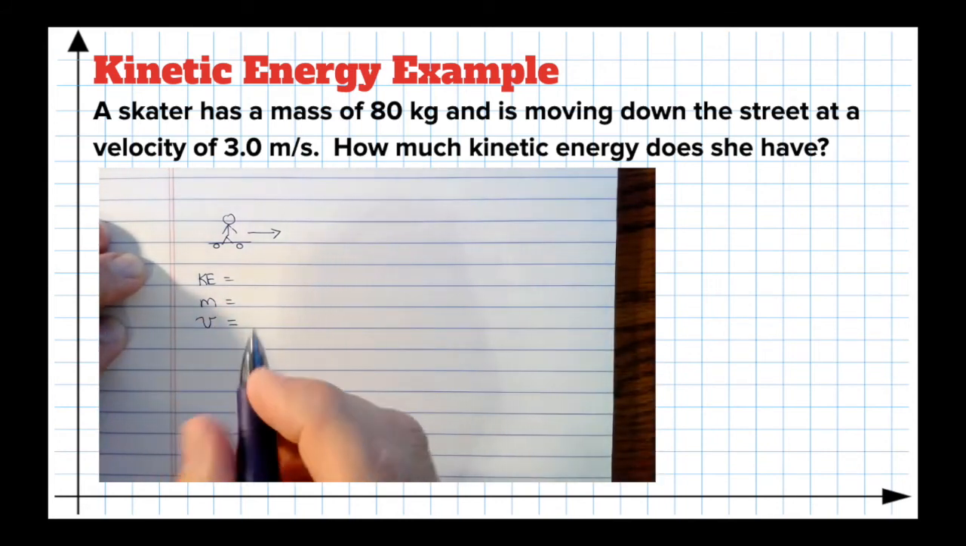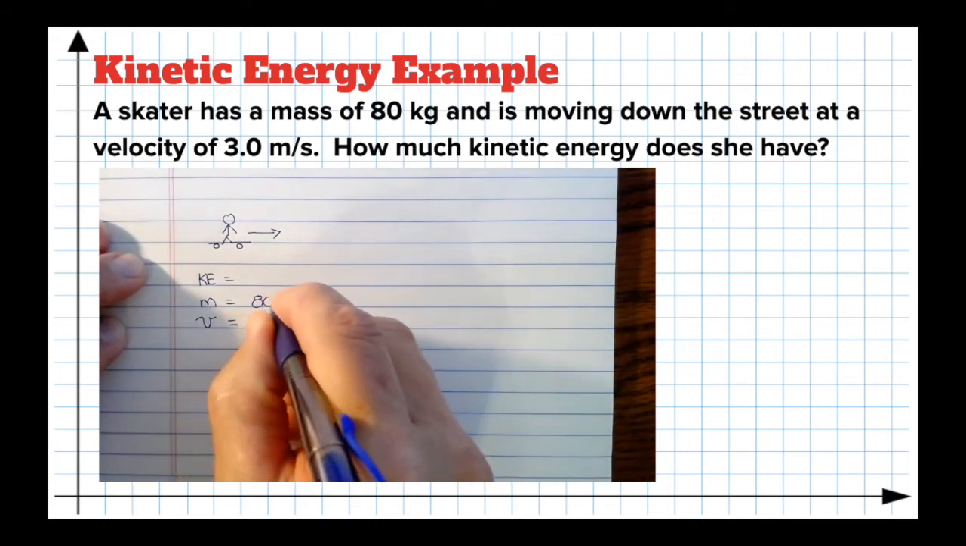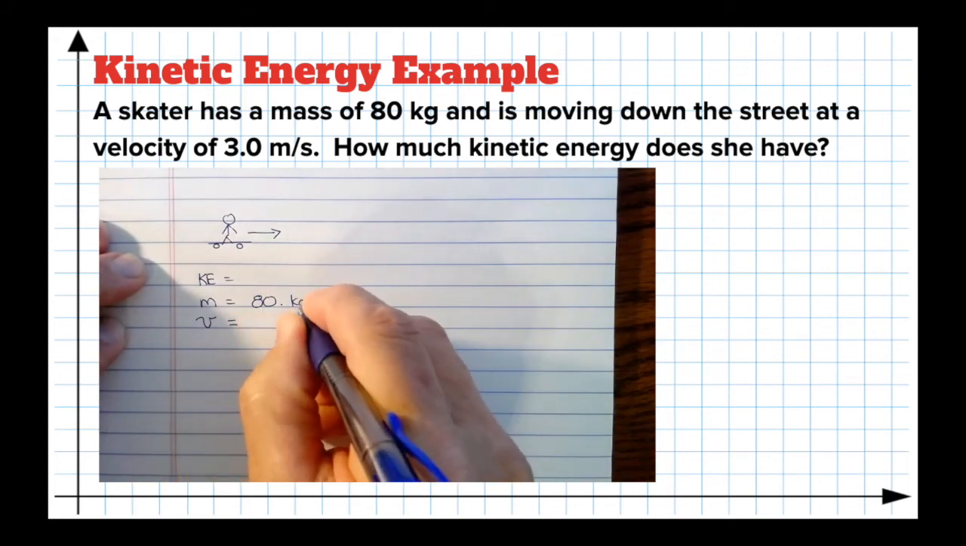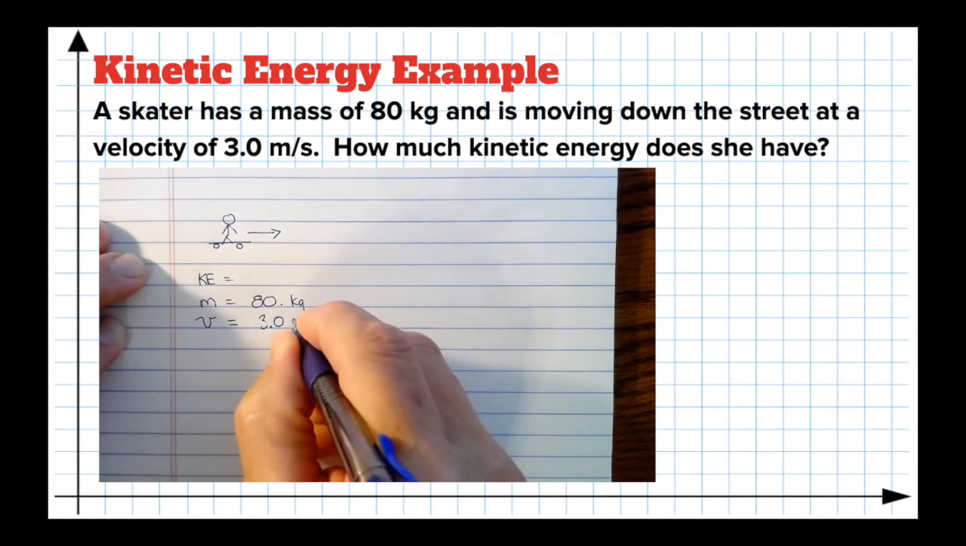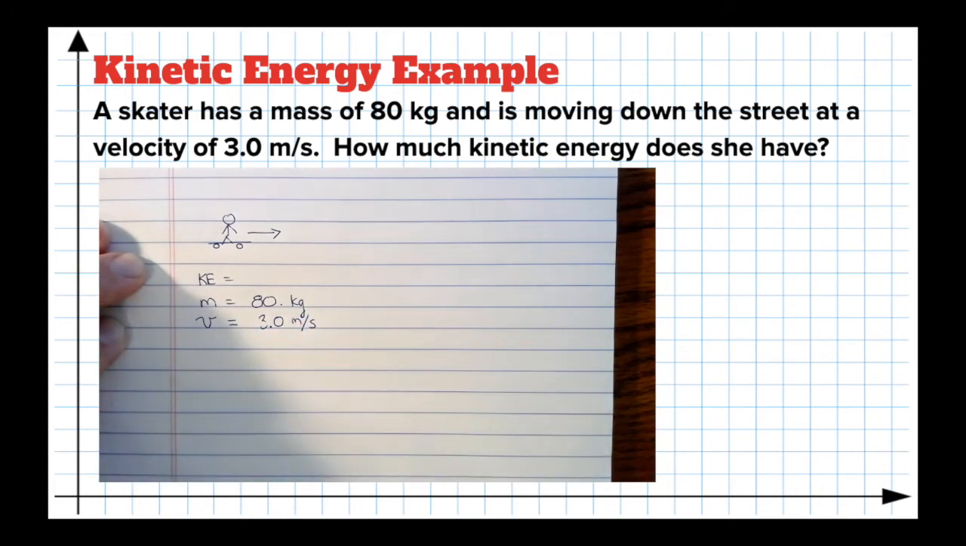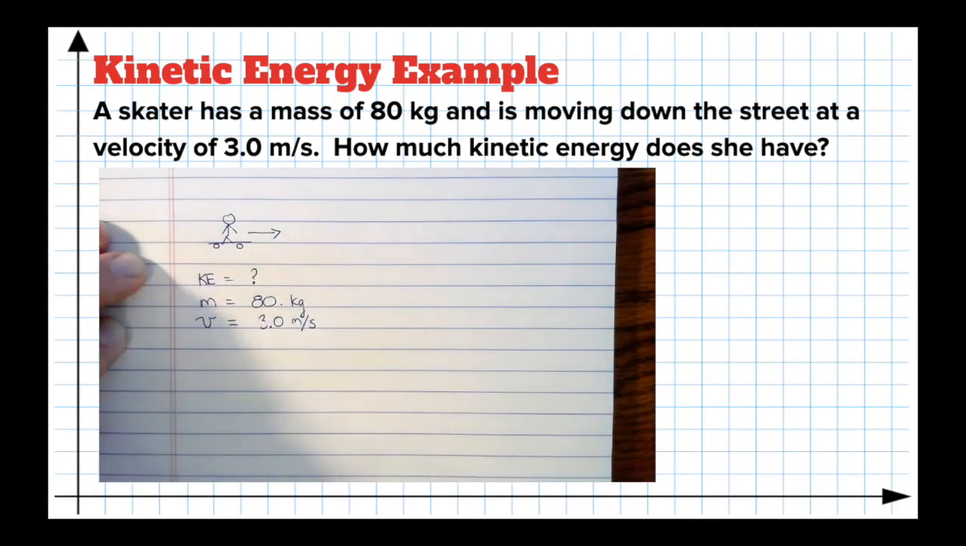So the problem says a skater has a mass of 80 kilograms. So that's going to be 80 kilograms. And she is moving down the street at 3 meters per second. So this is going to be 3.0 meters per second. That's her velocity. And it says, what is the kinetic energy? So I'm trying to find the kinetic energy.